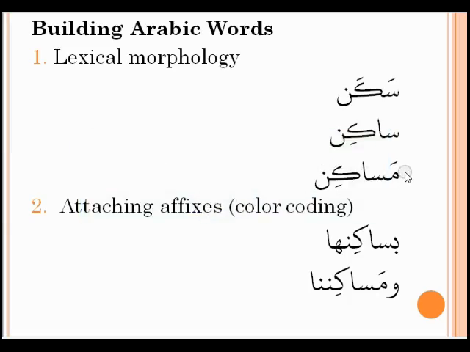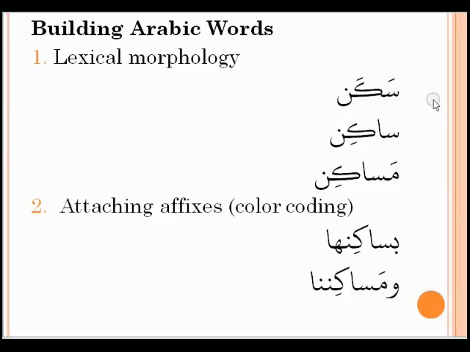To begin with, let's take a look at the two processes used to build Arabic words and the color codes or highlights I use to distinguish them. So the first one, the lexical morphology, is actually taking a root, a minimum of 3 letters, and attaching letters to it to build new words. These new words have a slightly different meaning, but still they connect together to the root.